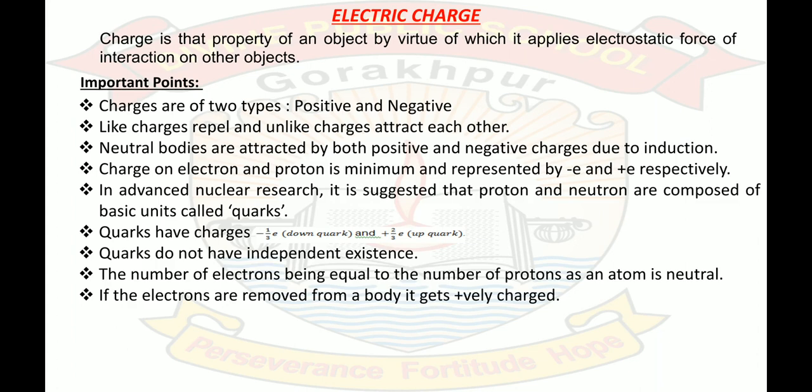Whereas if a body has excess electrons, then the body is negatively charged because the number of electrons is more than the number of protons. The total negative charge exceeds the total positive charge, and therefore the body becomes negatively charged. So this is about charge.